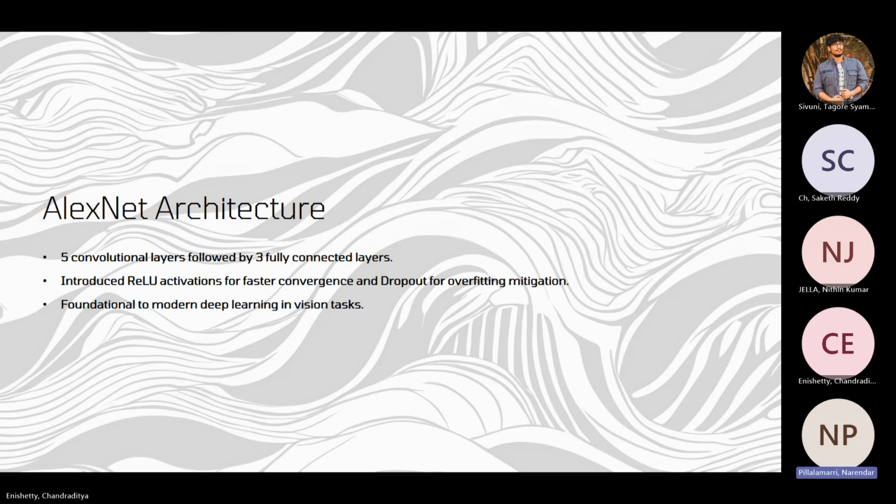Next comes the AlexNet architecture. It's also a standard CNN-based architecture, with 5 convolutional layers followed by 3 fully connected layers. It also introduced ReLU activation and dropout. It is a foundation of modern deep learning in vision tasks.